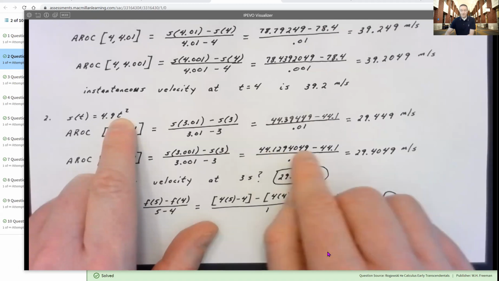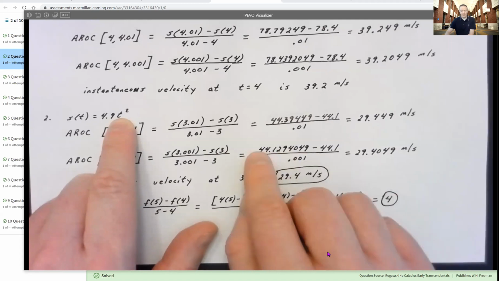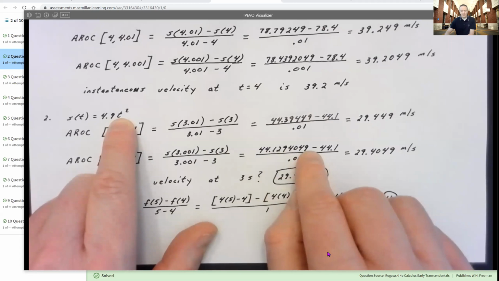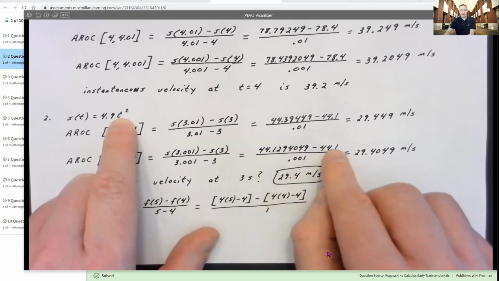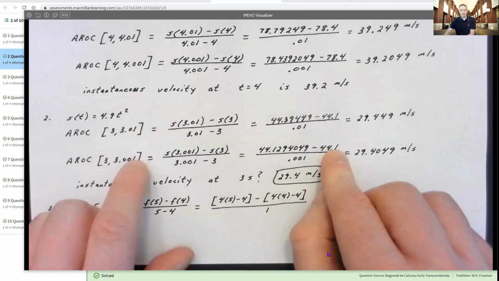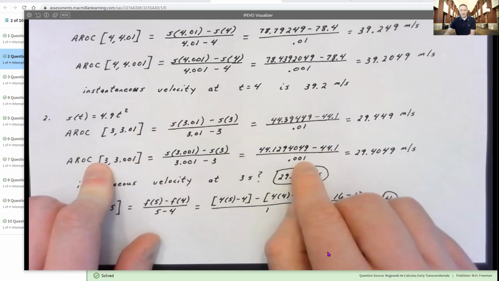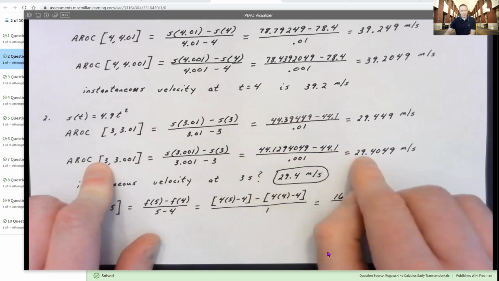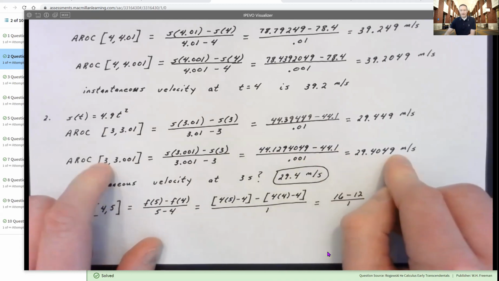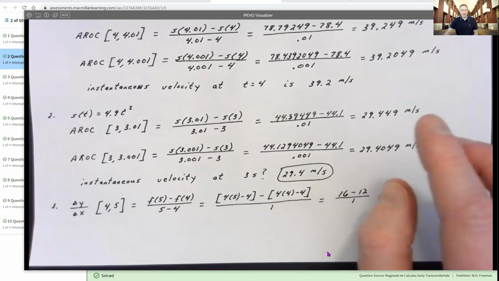44.1294049. Again, please don't round that. I went every decimal my calculator gave me. I subtract the beginning position of 44.01, the position at 3, divide that by 0.001, and got 29.4049.